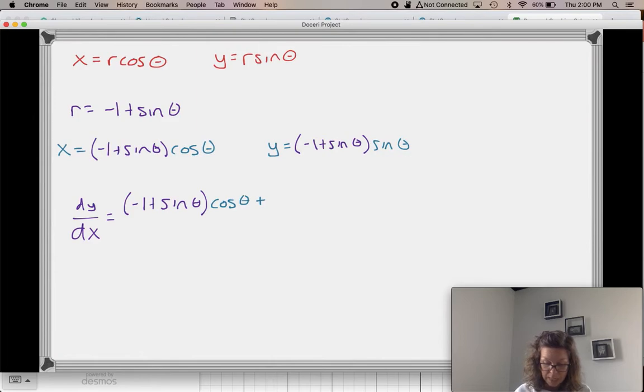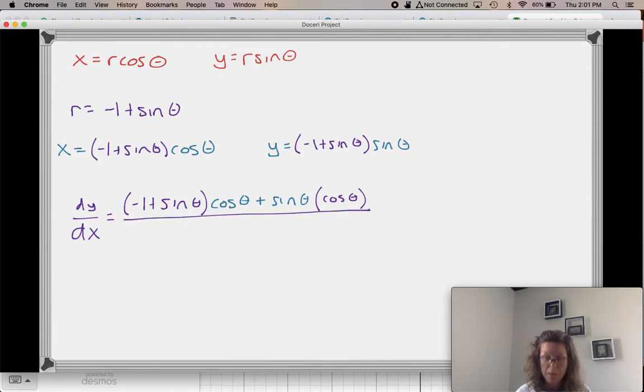plus second, which is sine, d first: the derivative of -1 is 0, the derivative of sine is cosine, right? So that is the top of this thing.